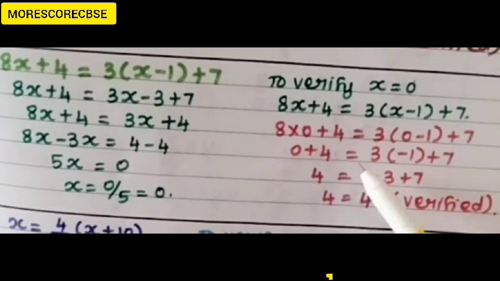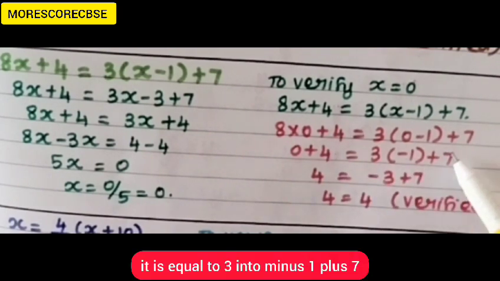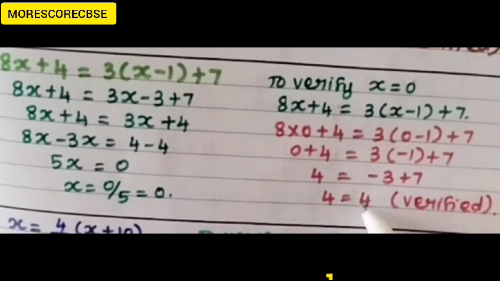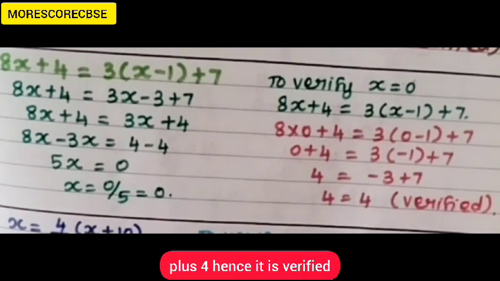So 0 + 4 = 3 into -1 + 7, that is 4 here, and here also -3 + 7 is 4. Hence it is verified. Seventh sum.